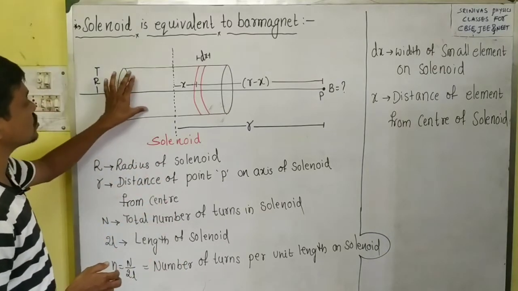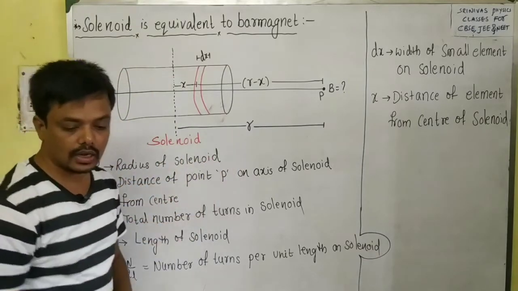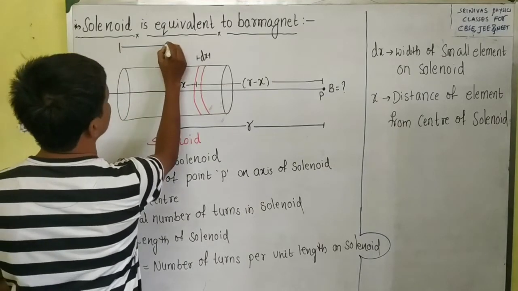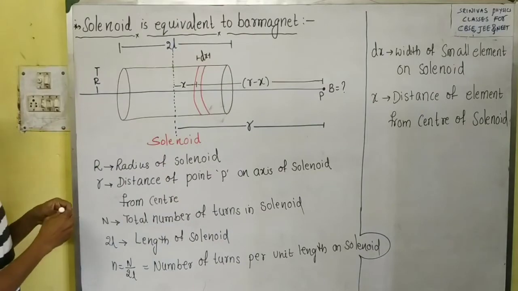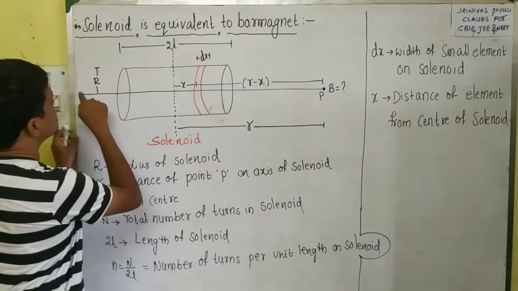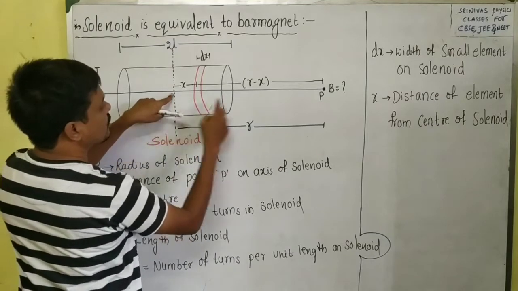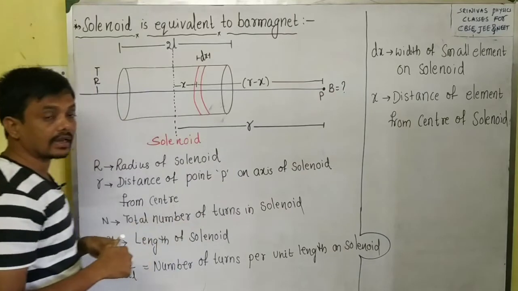Look at here, this is the solenoid, and the solenoid length is 2L. I am going to take the length of solenoid as 2L. Let us give some terms. This is the axis of the solenoid. This is the center of the solenoid. From the center at a distance r, I want to find out the magnetic induction.